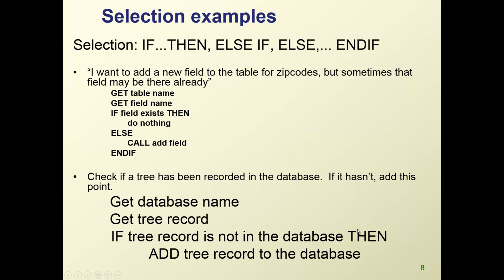In pseudocode, you put a then at the end of the if statement. Then you end it. So 3 lines. Add the tree record to the database and then end if. So if it's not in there, then add it, end if.